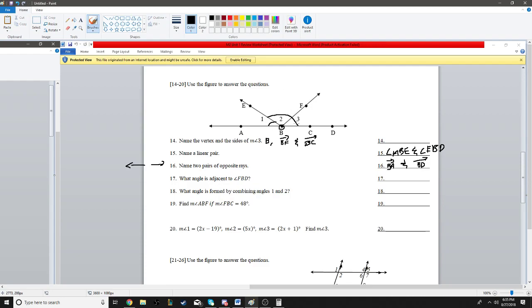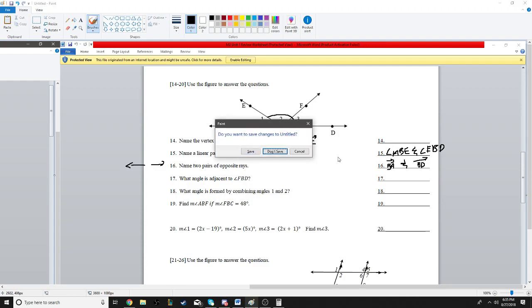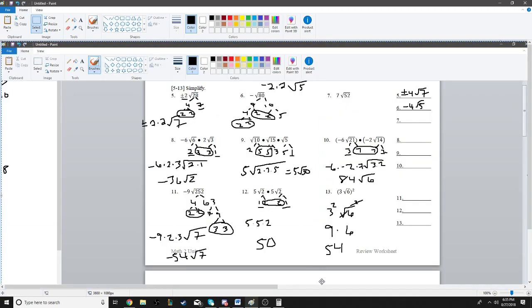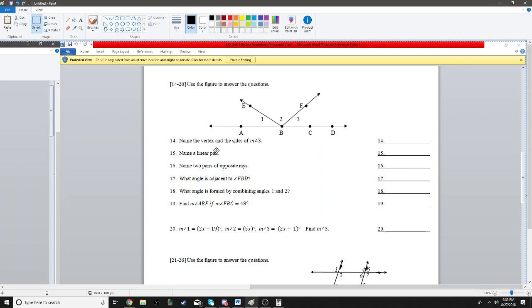FBD, which angle is adjacent to that? So I'm gonna start over with this, just because it looks kind of sloppy. So for adjacent, FBD is this angle here. So I want angle 2, which is right next to it. So you could name it angle 2. Or if we're going to use the letters, which you probably will have to on your test, you can name it angle EBF. Or you could name it angle FBE.